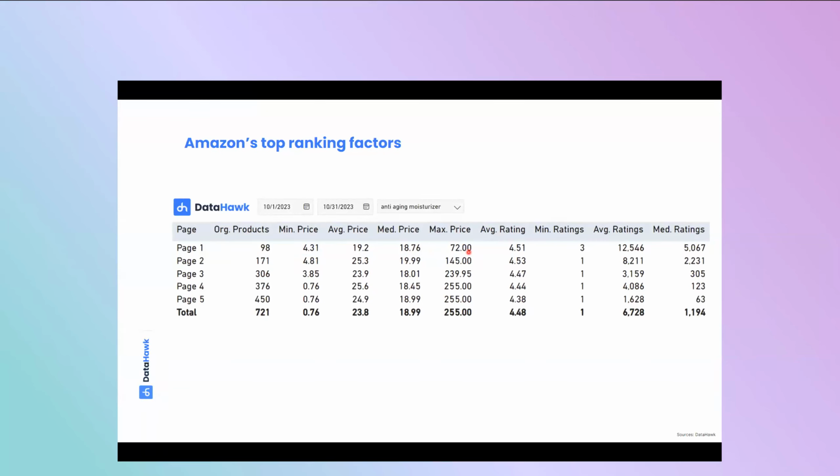Right. And we see the dynamics with the ratings as well. 4.5 stars on average on page one. If you have a 4-star or 4.2 star product, in all likelihood, you may not make it to page one in here.